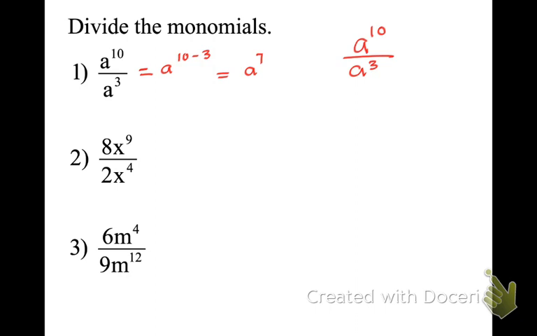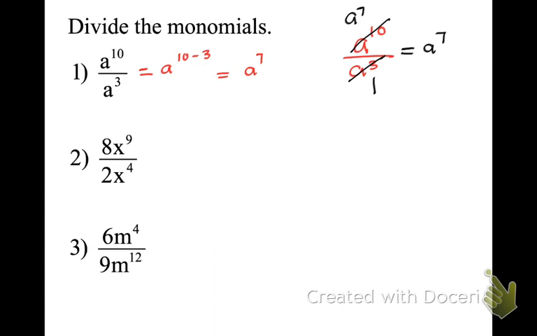What's the greatest amount of a's we can take out of both top and bottom? Three a's. So when I divide the bottom by a to the 3rd, I'm left with 1. When I divide the top, I'm left with a to the 7th. So this equals a to the 7th.